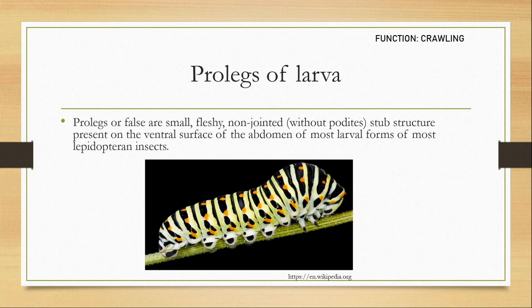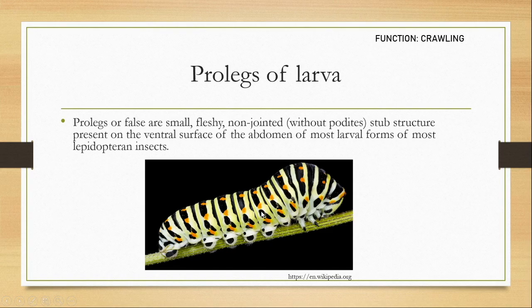Now I'm going to talk about a very different type of leg. These are the prolegs found in Lepidopteran larvae or caterpillars. Lepidopteran caterpillars have three pairs of thoracic legs as seen here, and these legs are segmented and they are known as the true legs. But if you have seen a crawling caterpillar, you must have seen that they not only have these three pairs of thoracic legs, but they seem to have legs in their abdomen too.